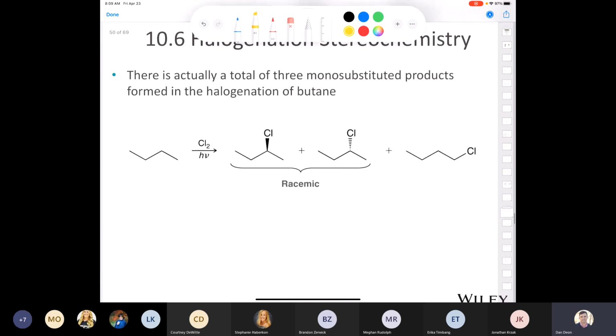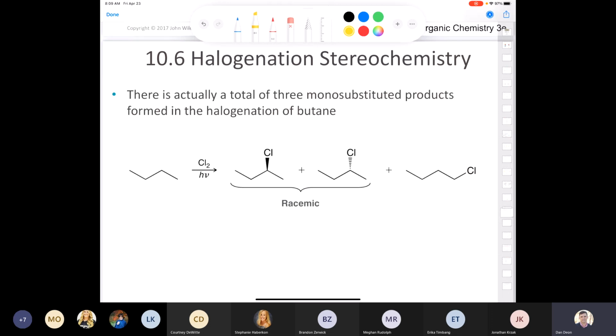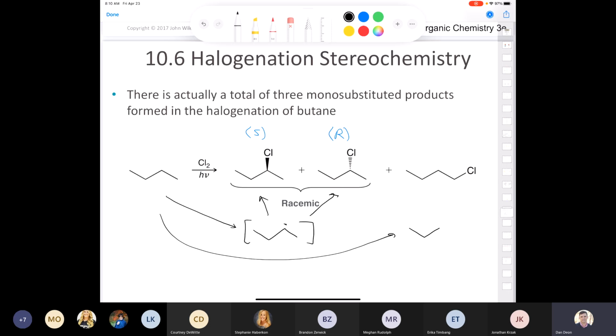Again, just rehashing the concept right here. We take the chlorine, we end up with that racemic mixture of the 2-chlorobutane intermediates. We have the S isomer here, and we have the R stereoisomer there, and we also end up with 1-chlorobutane. Right? Again, the intermediate that produced the racemic mixture is going to be the secondary radical, right? And then the halogen abstraction can occur from either face of the molecule. And then the intermediate that's going to produce the 1-chlorobutane would be the primary radical, like that.